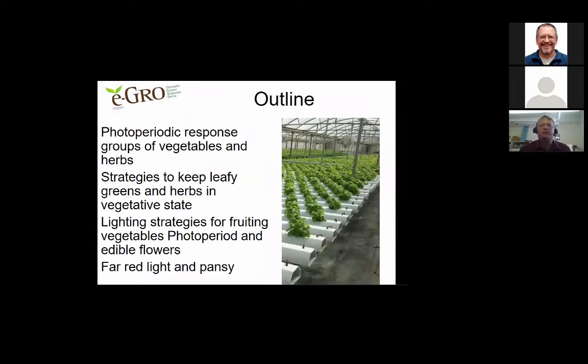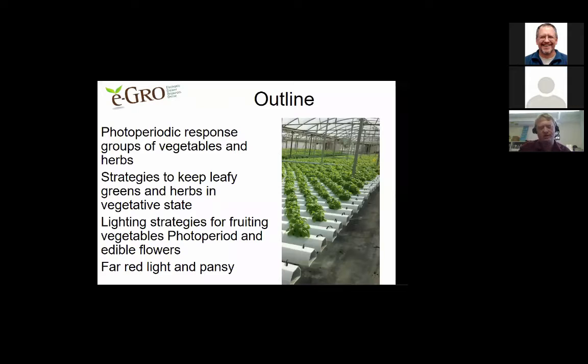A little bit of an outline for my 25 minutes with you. We're going to talk about photoperiodic response groups, vegetables and herbs. And then, as one of the questions alluded to, how can we use this in a practical sense? So we'll talk about both strategies to keep leafy greens and herbs in a vegetative state, so not flowering. Then we're going to talk about lighting strategies for fruiting vegetables and using photoperiod as well for edible flowers.